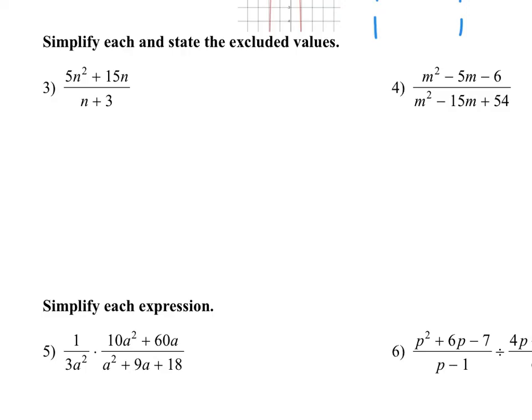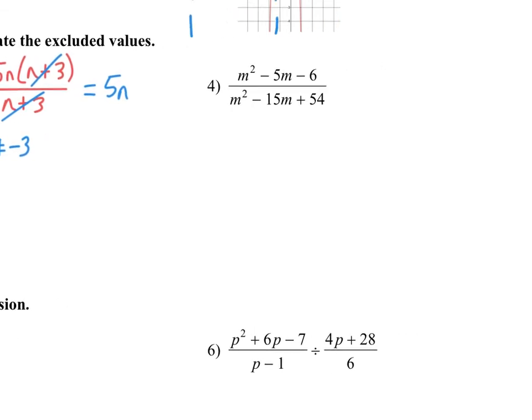All right, then we get into some simplifying expressions and stating exclusions. So let's take a look here. Again, this is where you just want to start factoring and see what happens. So that numerator, I see there's a common factor of 5n, and we'd be left with n plus 3 to get the original numerator back. And there is an n plus 3 in the denominator. So if we keep simplifying, n plus 3 divided by itself is going to cancel out. So the simplified version is 5n, and our restriction now from the denominator is that n cannot equal negative 3.